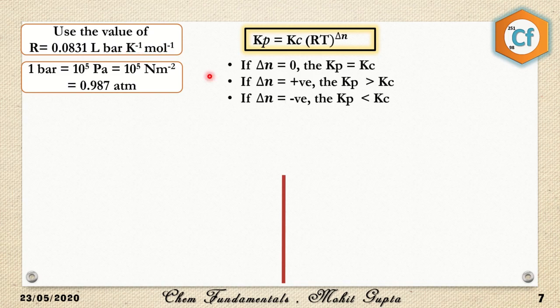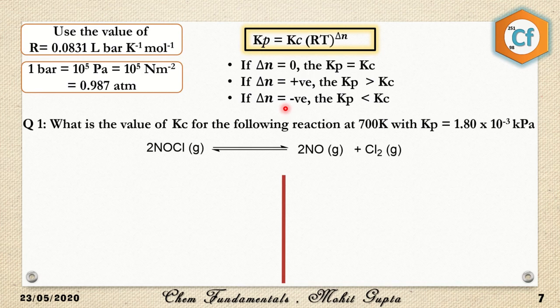Okay, so here we can see if delta N is equal to 0, that is, the number of moles of gaseous product is equal to the number of moles of gaseous reactant, then RT raised to power 0 would be equal to 1 and Kp would be equal to Kc. If delta N is positive, which means the number of moles of product is more than the number of moles of reactant, in that case Kp would be greater than Kc. Cool. If delta N is negative, in that case Kp would be lesser than Kc, which means the number of moles on the reactant side is greater than on the product side.